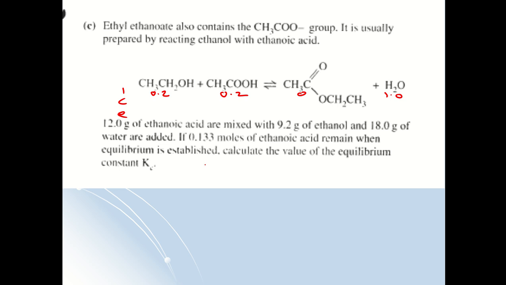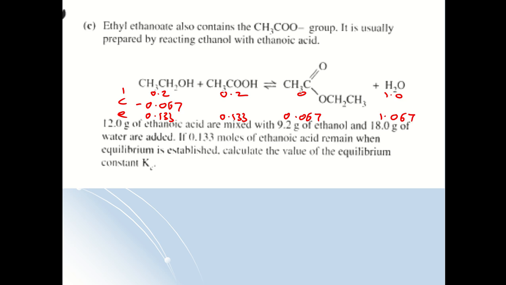Okay, if 0.133 moles of ethanoic acid remains, so that means that value there is 0.133. Okay, which means this value here must be the same, 0.133. So my moles of my ethanoic acid and ethanol that reacted was 0.2 minus 0.133. Okay, it's 0.067. So 0.067 moles of that reacted. So this must be 0.067, and this must be 1.067. So we're pretty much home and dry now.